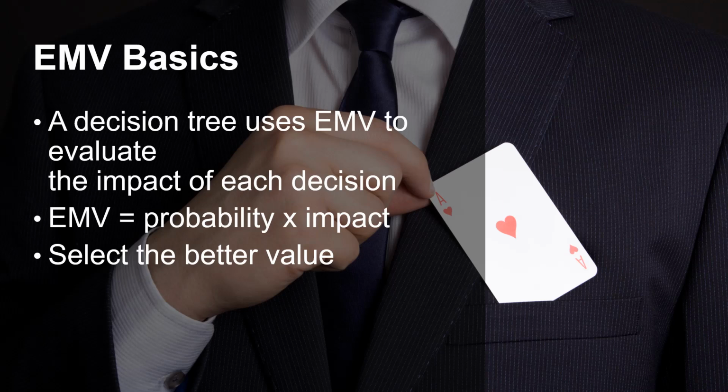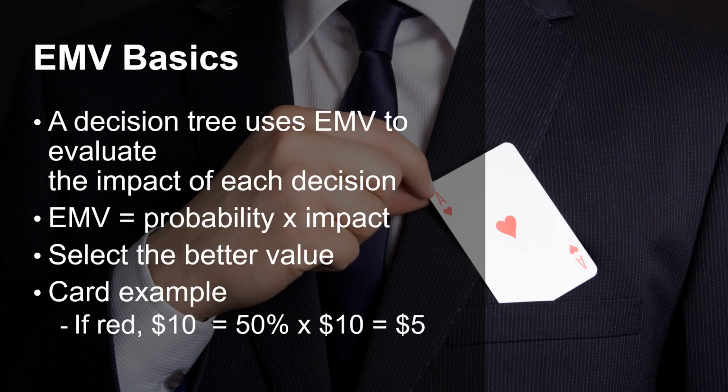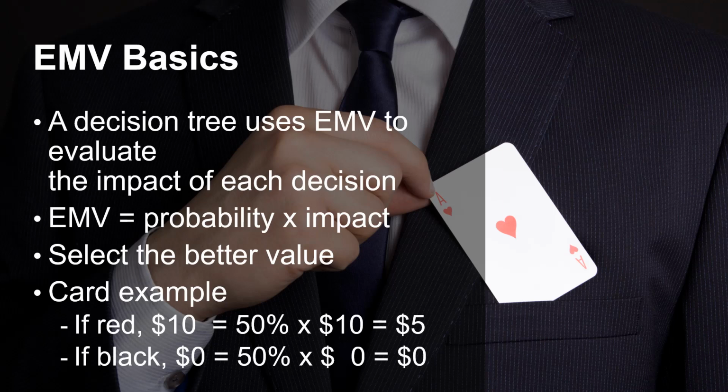For example, with a deck of playing cards, if I ask you to draw a card, you have a 50% chance of drawing a red card and a 50% chance of drawing a black card. If you draw a red card, I'll give you $10. But if you draw a black card, you get nothing. So, what is your better option? Probably to draw the red card. It seems pretty straightforward, but you can back up your decision by calculating your EMV.